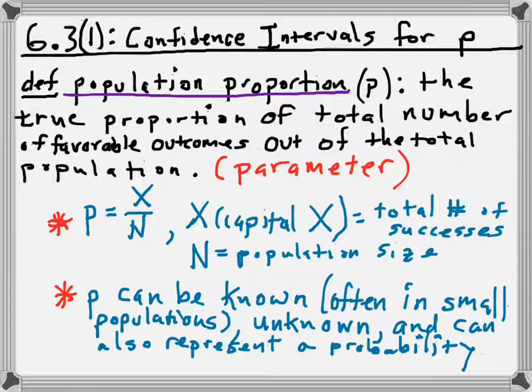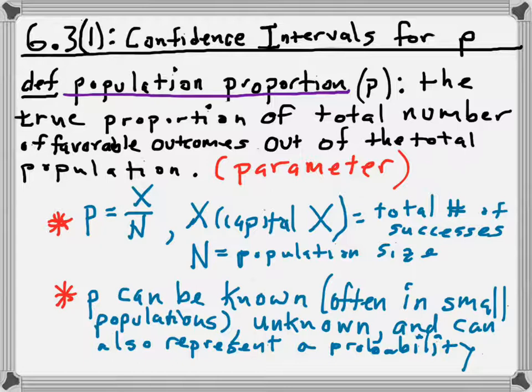As you see here on the screen, and I'm sorry this is so much information all at once, but you're always welcome to pause the video, P is going to be capital X over capital N, with capital X being the total number of successes out of the N, the total population size. So for instance, maybe there's 1,200 JSerra students, and maybe only 300 of them like to eat mayonnaise with their French fries. Then P would be 300 over 1,200, or 3/12, which is 1/4, or 0.25.